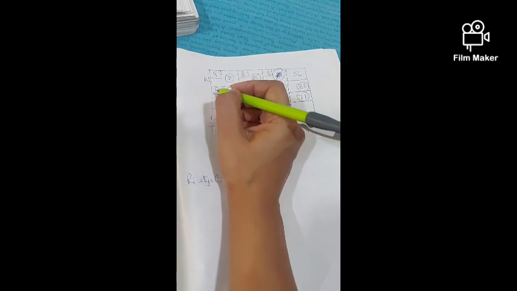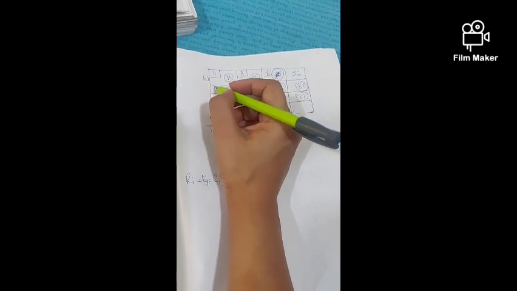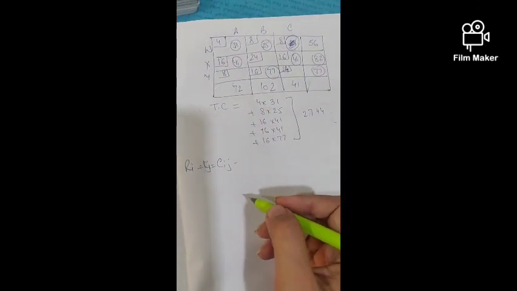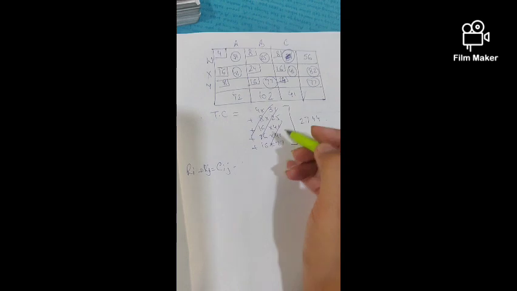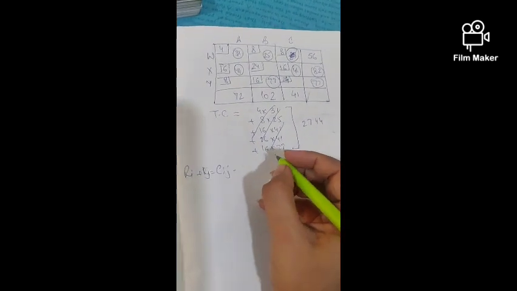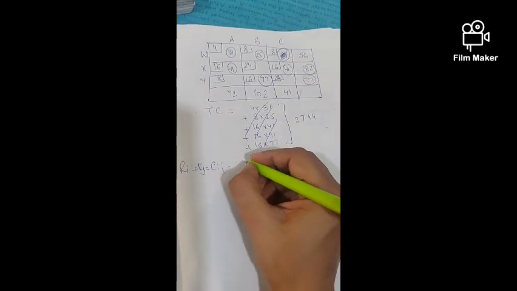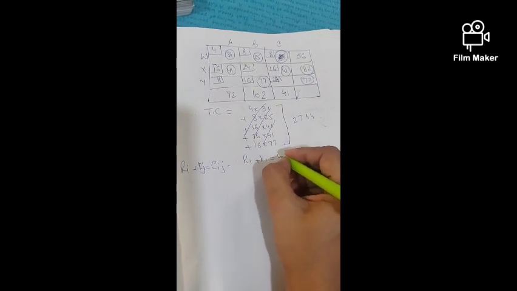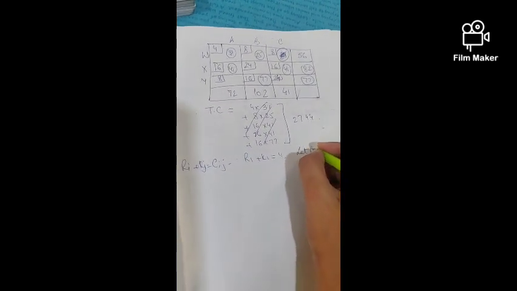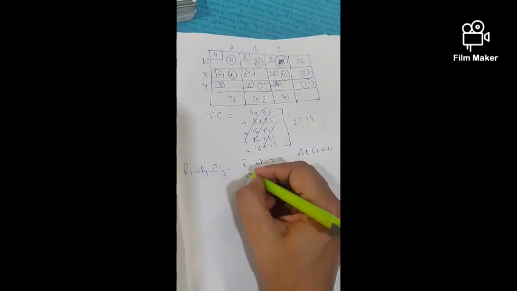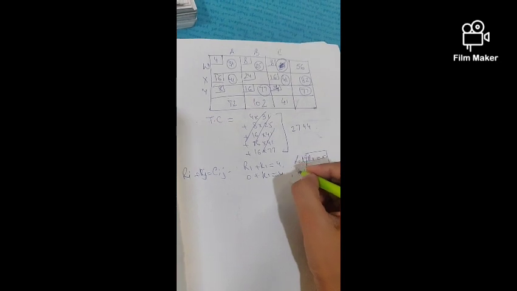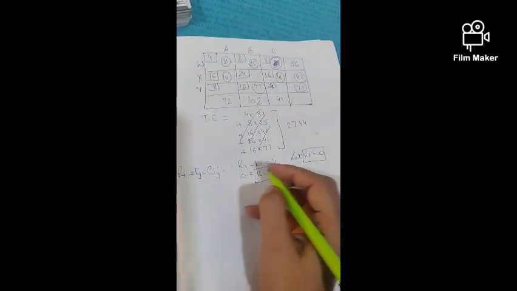This is your W, X and Y. This is your A, B and C. Now let me just calculate it again for you. R1 plus K1 is equal to 4. Let R1 be equal to 0. 0 plus K1 is equal to 4. So K1 is equal to 4.